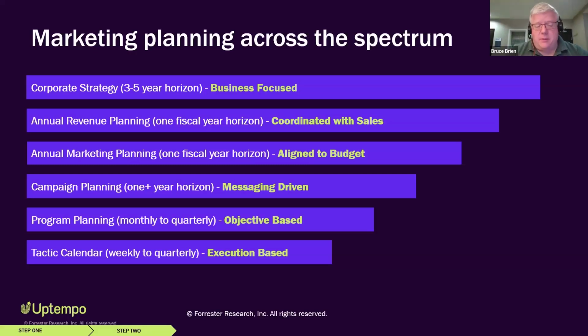Your program and tactic planning is going to be happening for the current year, while your corporate strategy and annual revenue planning are happening for the next year. So not only is it sequential, but it's also overlapping. There's a lot to think about in that regard. But I want to take us in a slightly different direction now.